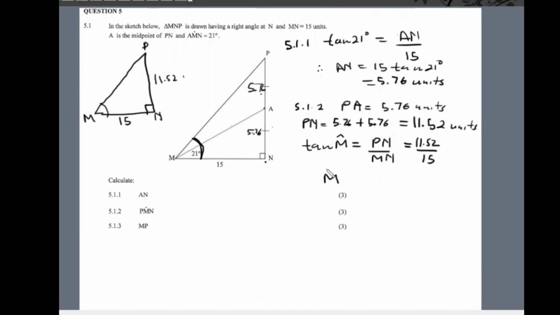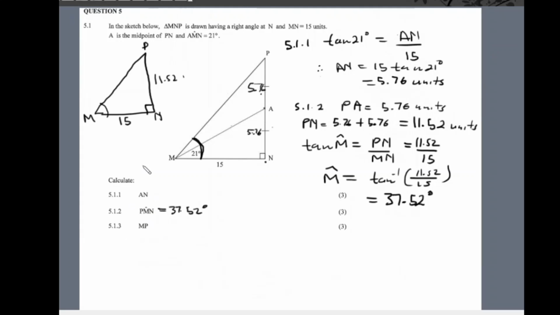So therefore the angle M is equal to the inverse of tan of 11.52 divided by 15, right? And then punching this in your calculator, you will see this is equal to 37.52 degrees. So this angle is equal to 37.52 degrees, right?